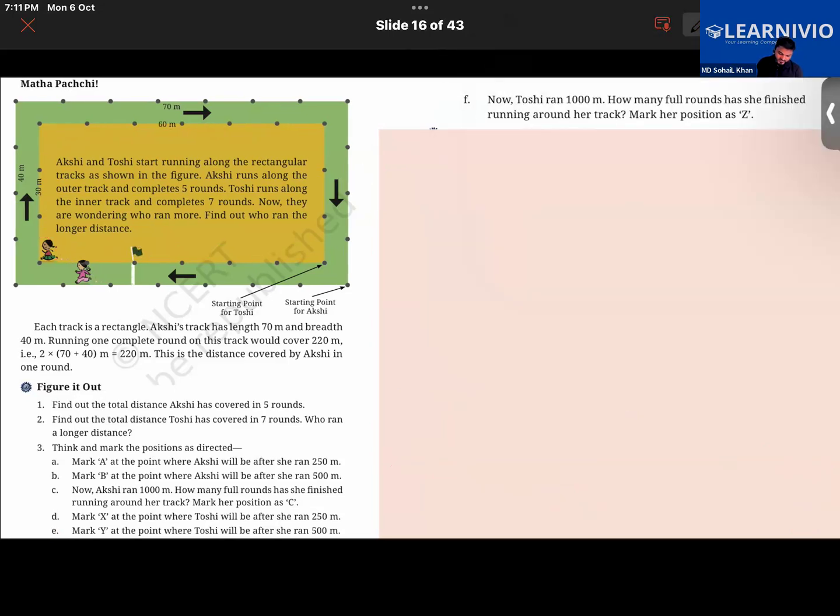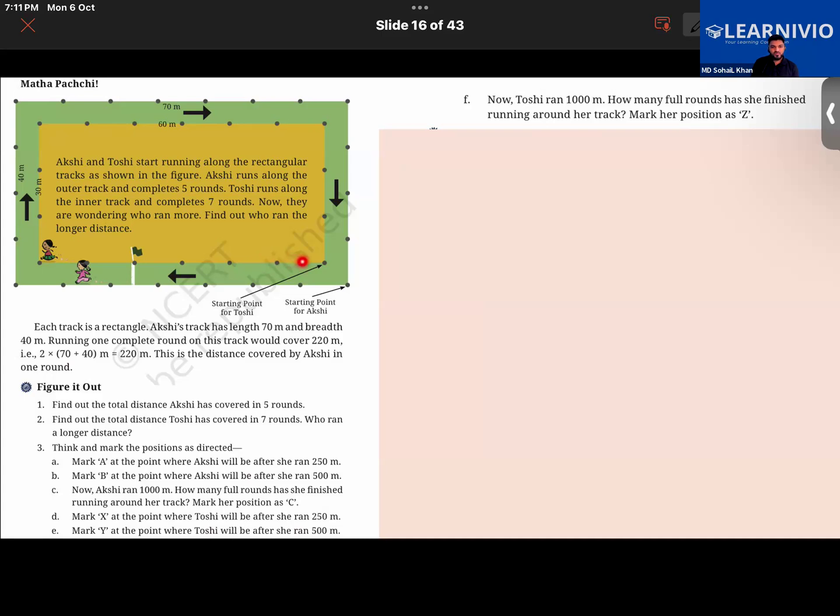Because the question here is saying to mark Y at the point where Toshi will be after she ran 500 meter. Toshi started running from here. We need to tell where she is going to be after running 500 meter.